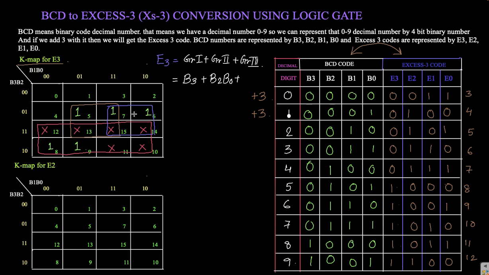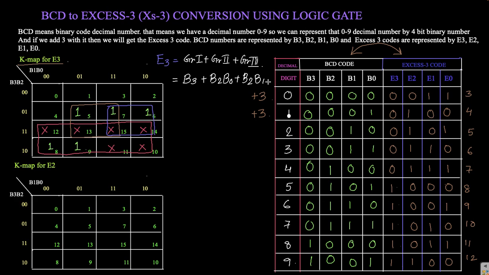Plus group 3, the purple color. If we are considering the horizontal, then it becomes B3 0 to 1, and B2 is 1 to 1, that means again B2 is considered. And if you consider this vertical column, then 1 1 1 0, that means B1 is the same. So B3 plus B2 B0 plus B2 B1 is your output.